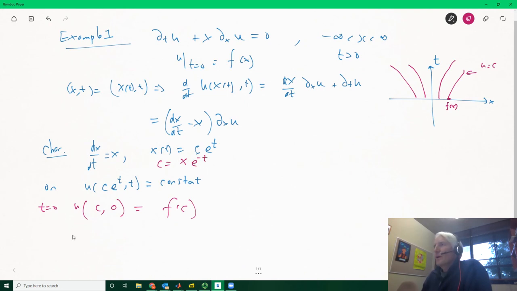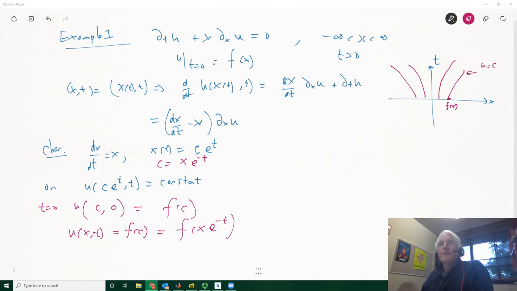Right? So we have u of x comma t is equal to, this is x, right? It's a constant, which is f of c, which is equal to f of x e to the minus t. Brilliant. Okay, and if you go and look at the notes, you'll see a little picture of the solution here, and maybe that's helpful to see right now.